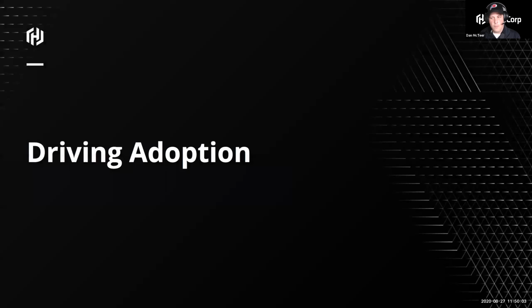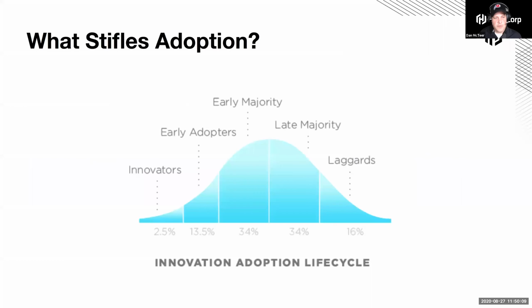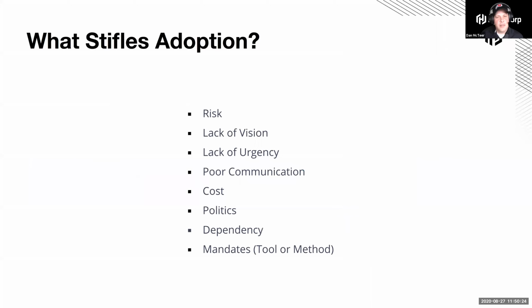Okay, so into adoption. How do you get people to adopt this? Most have seen this innovation adoption lifecycle, and kind of have an understanding of how and why people adopt something and when they do it. I just wanted to point out real quick some of the common issues that we ran into as we started to deploy the service and get people to adopt it.